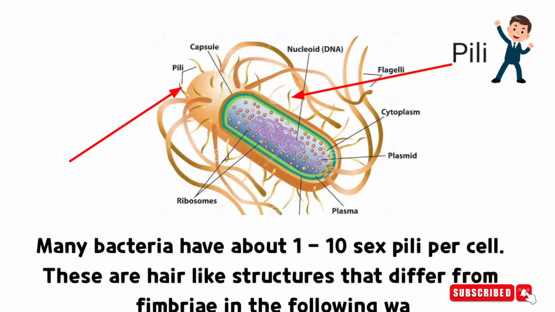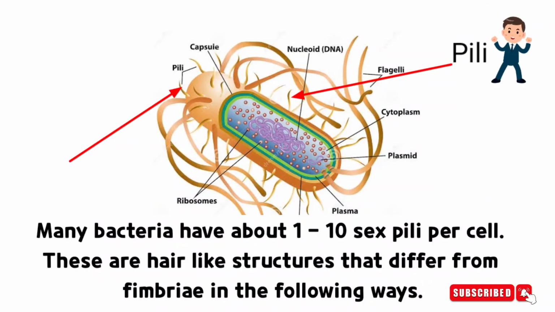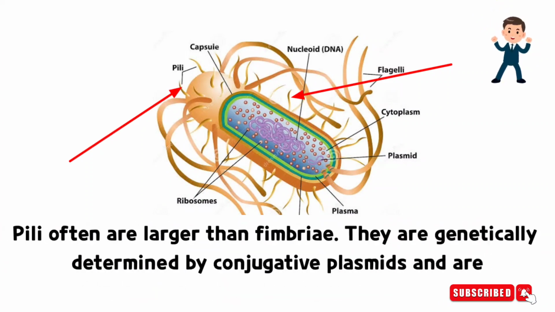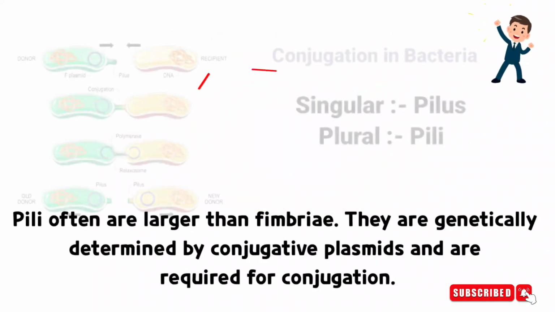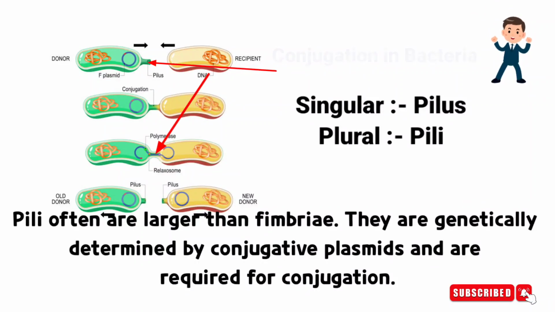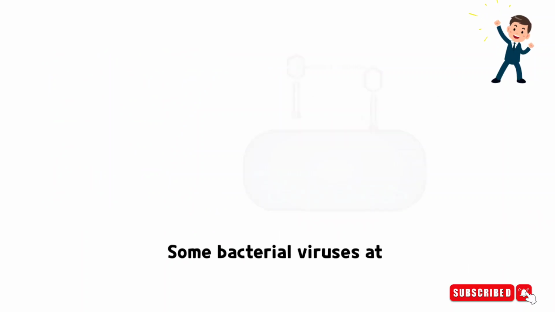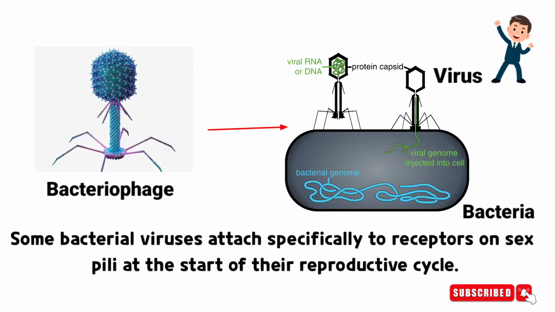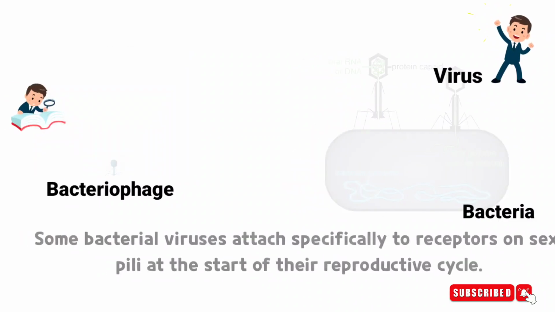Many bacteria have about 1 to 10 sex pili per cell. These are hair-like structures that differ from fimbriae in the following ways. Pili often are larger than fimbriae. They are genetically determined by conjugative plasmids and are required for conjugation. Some bacterial viruses attach specifically to receptors on sex pili at the start of their reproductive cycle.